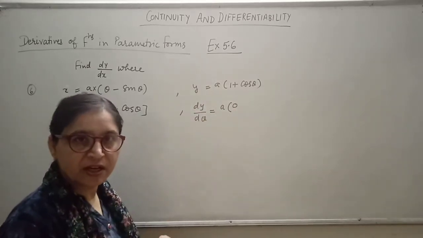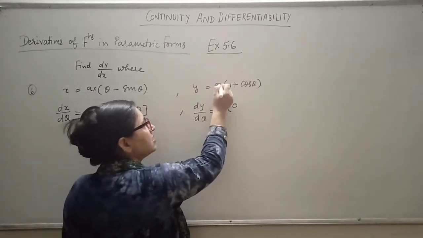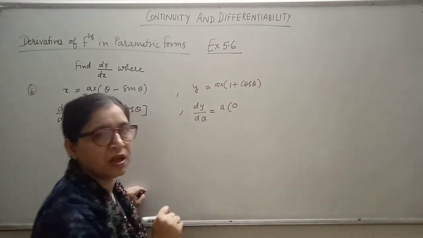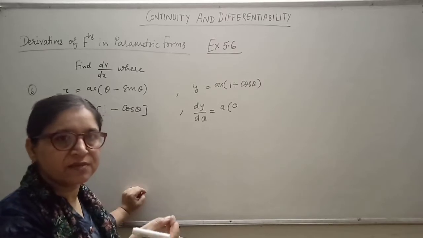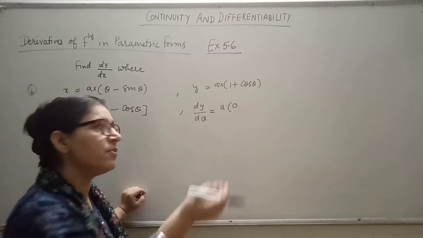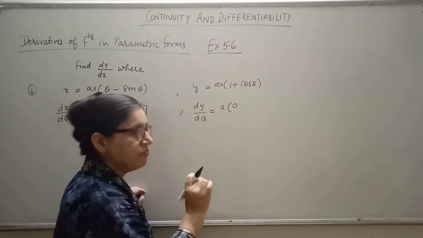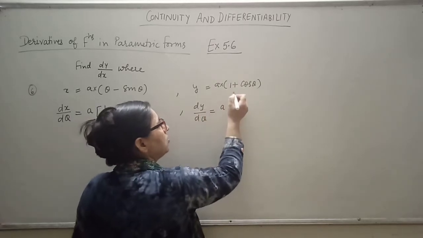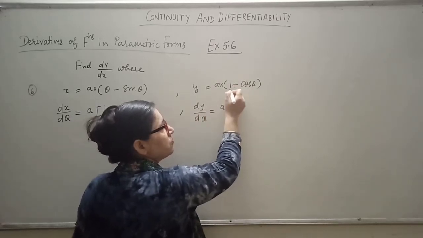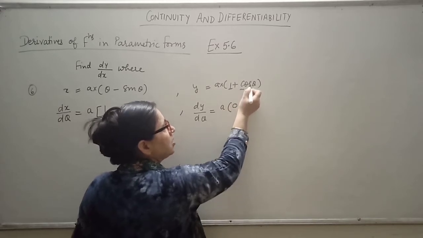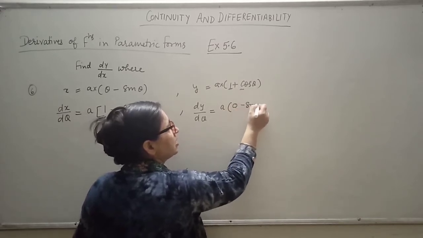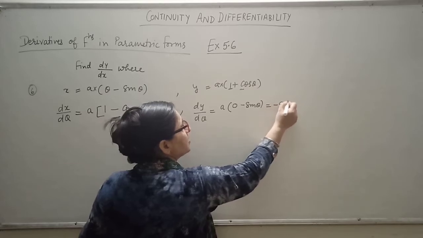Try to understand, students: here a is in multiplication with this, and whatever constant is multiplied with any function remains as it is. Now this is in addition, 1 is in addition, so we consider its derivative as 0, and the derivative of cos theta is minus sin theta, so it becomes minus a sin theta.